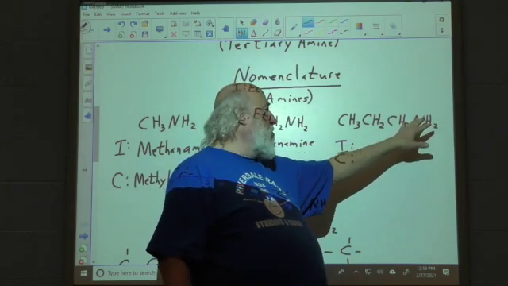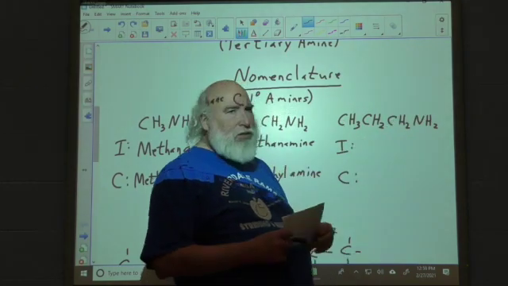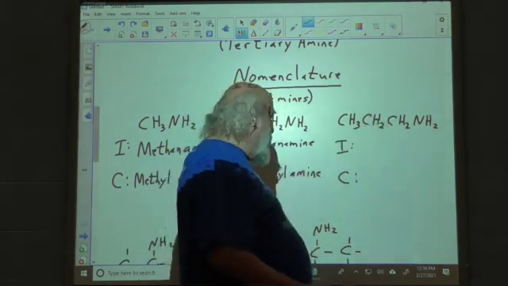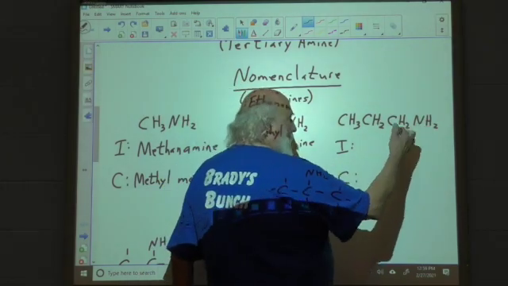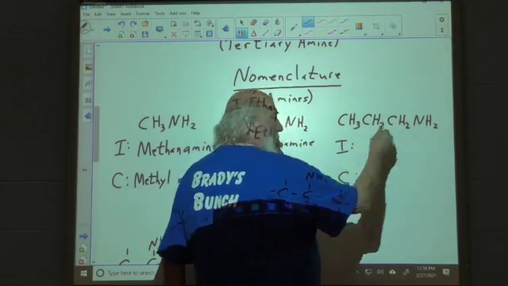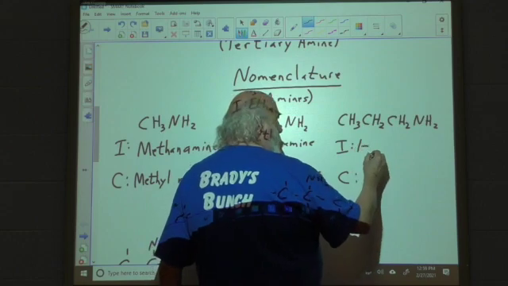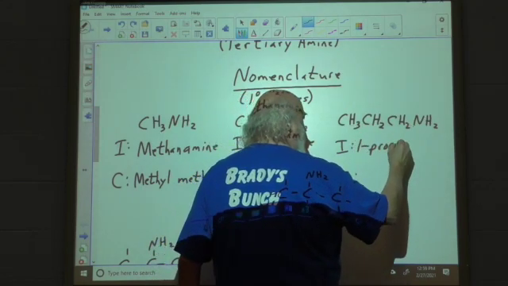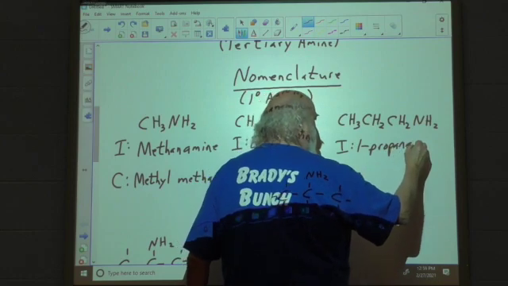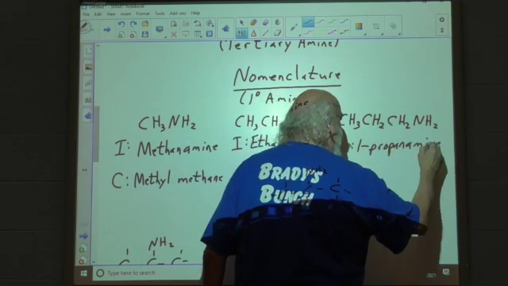This is a nitrogen bonded on the first of 3 carbons. It could go over here, which we'll talk about in just a little bit. But this, we have to give a number on because there's 2 different places where it can attach. So this is 1, and this is a propane. Drop the E and put amine. So this is 1-propanamine.